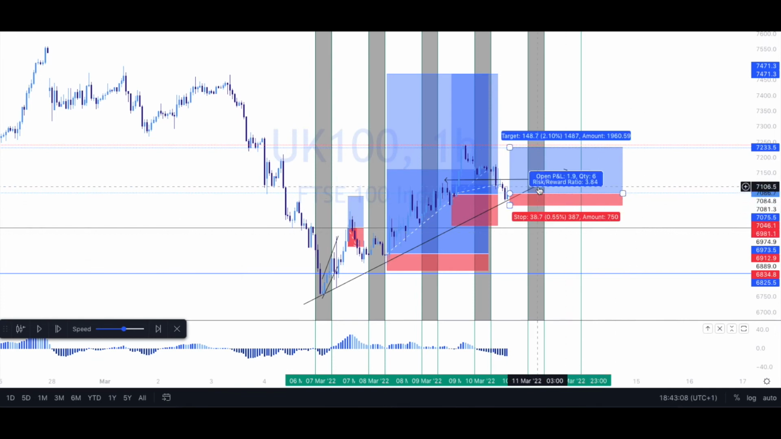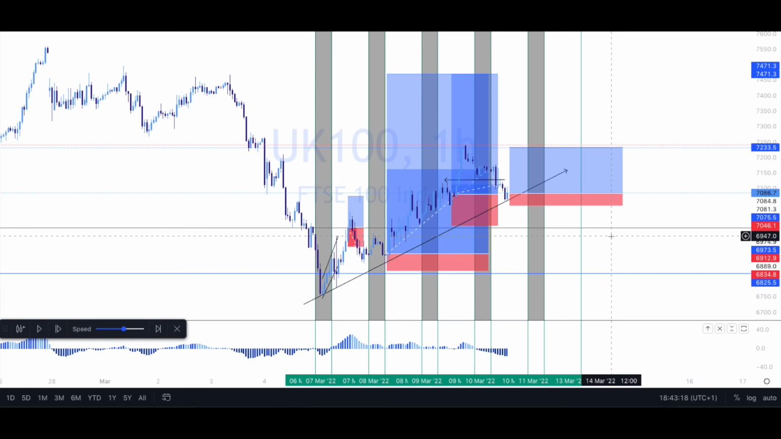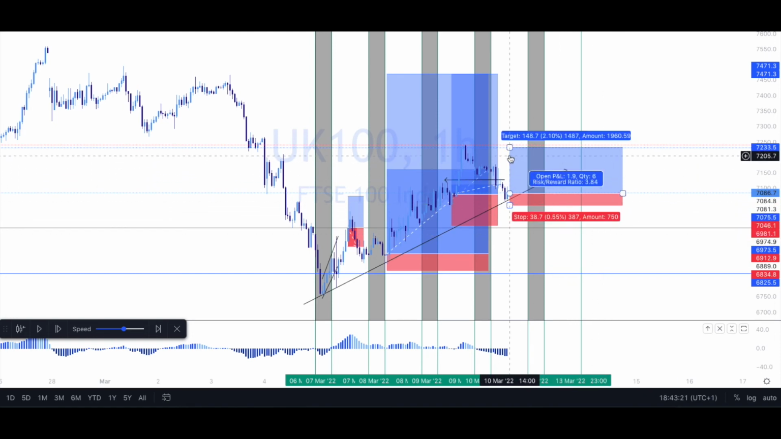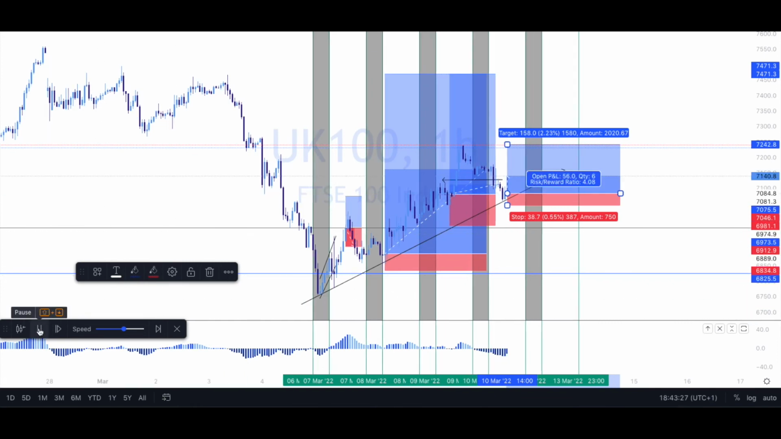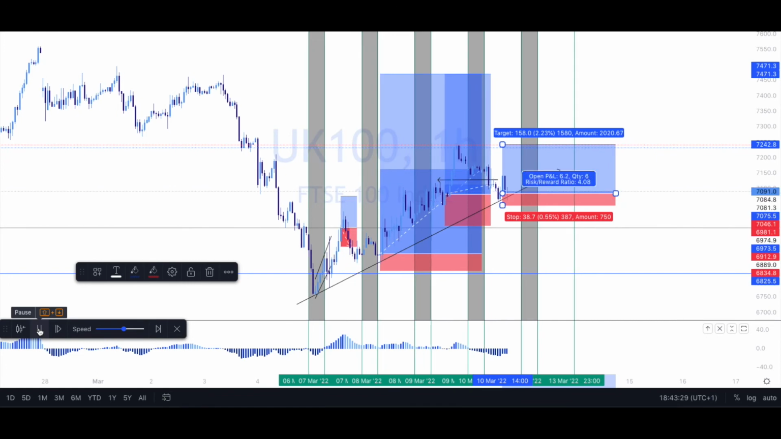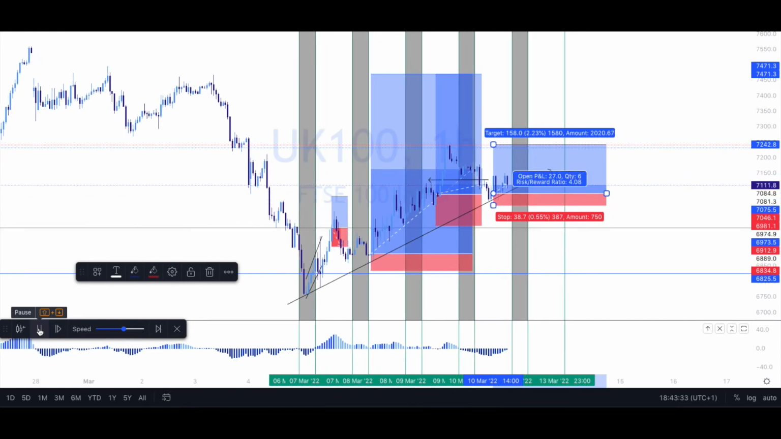Okay, so let me bring this over here somewhere so we can measure it later. And we're going to target the same level. Okay, boom. So we're in. I thought it was going to stop me out then. Okay.